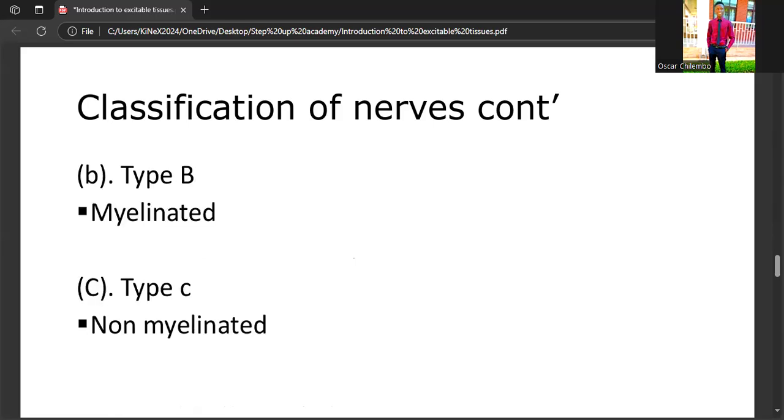Then we have type B, which is also myelinated, but they are quite smaller. They are medium in size as compared to type A. Then the last one is type C. It's the smallest and it is non-myelinated. Now, I explained the importance of myelination in a neuron. These Schwann cells are what myelinate the nerve. Once they are myelinated, as I said, it's very important for faster conduction of nerve impulses. Apart from that, I also said that it protects the nerve from trauma or anything. Okay.